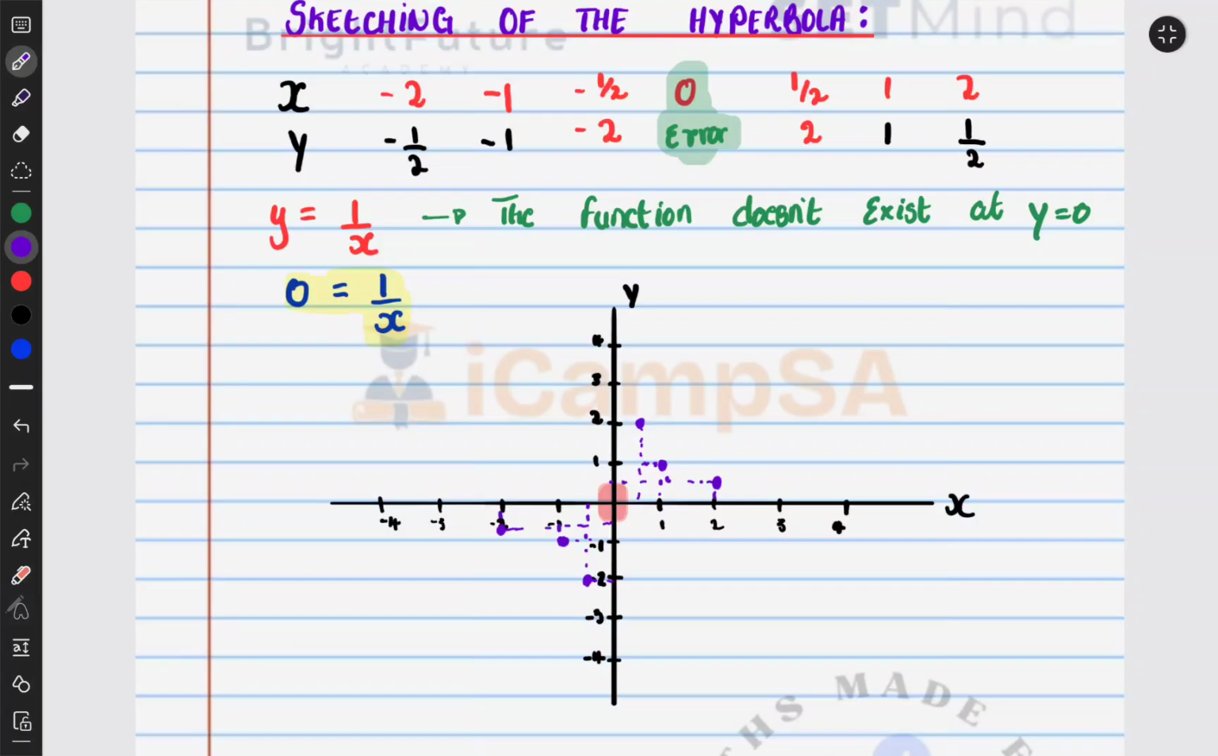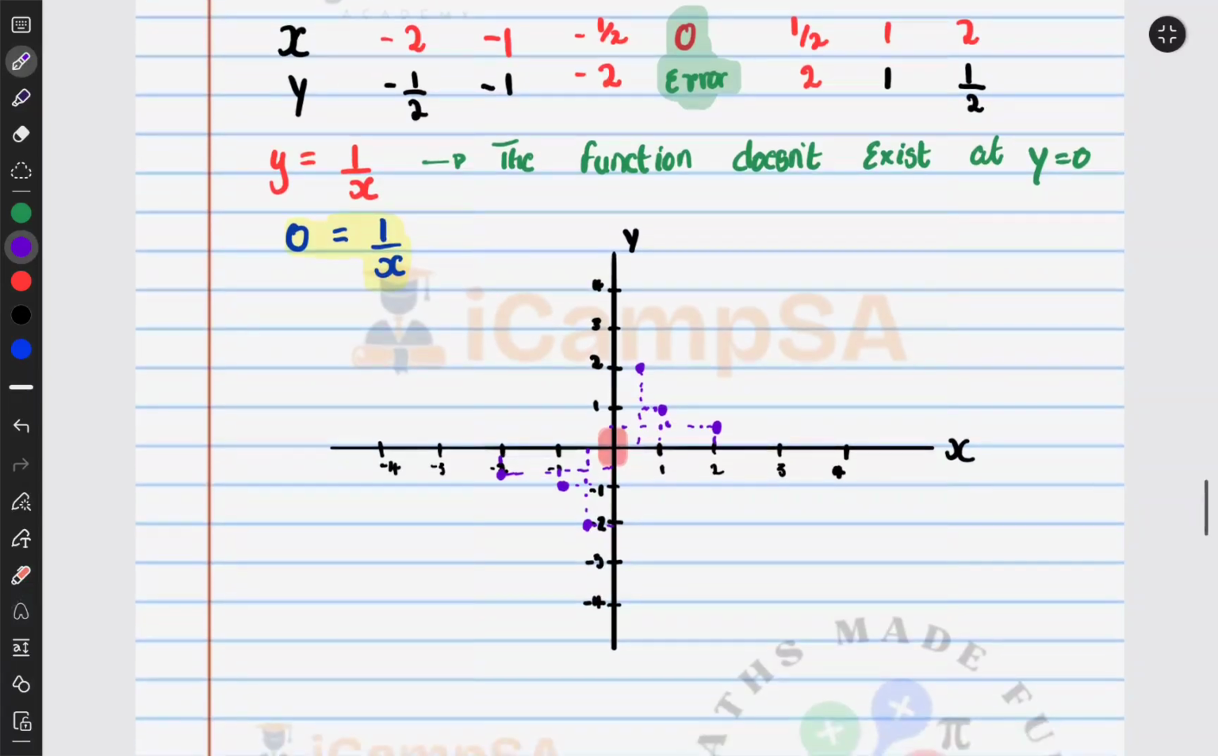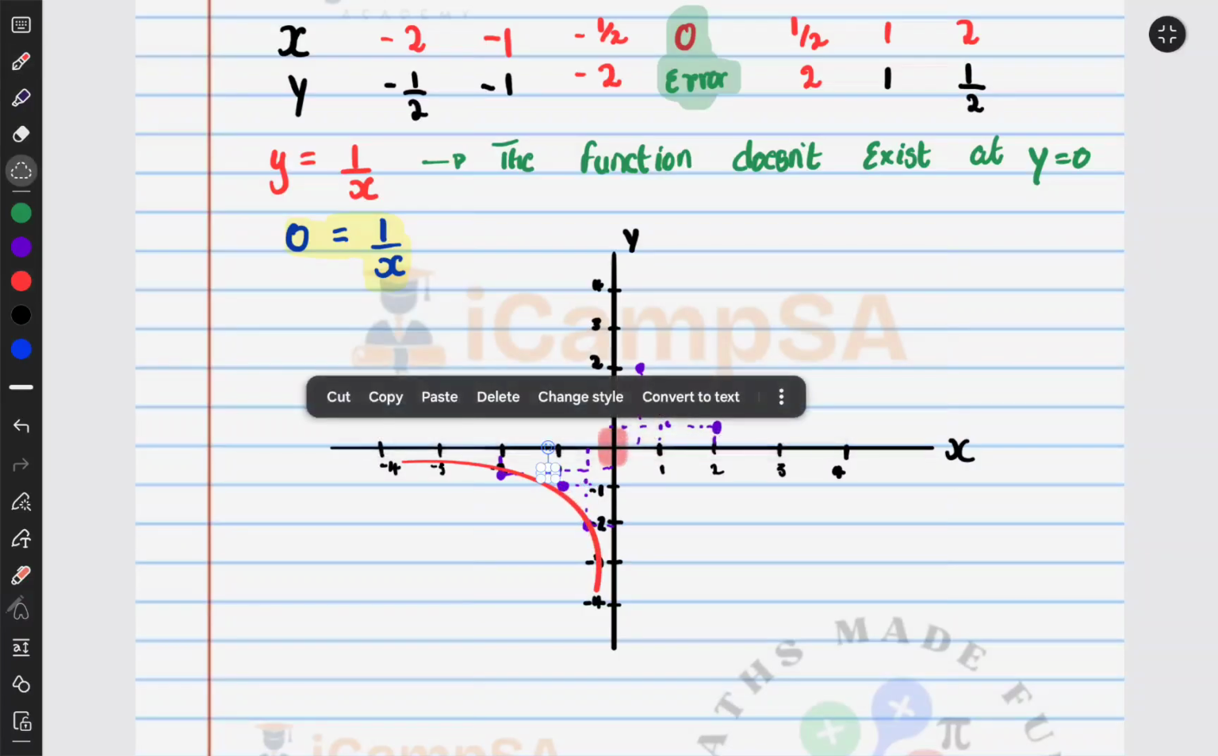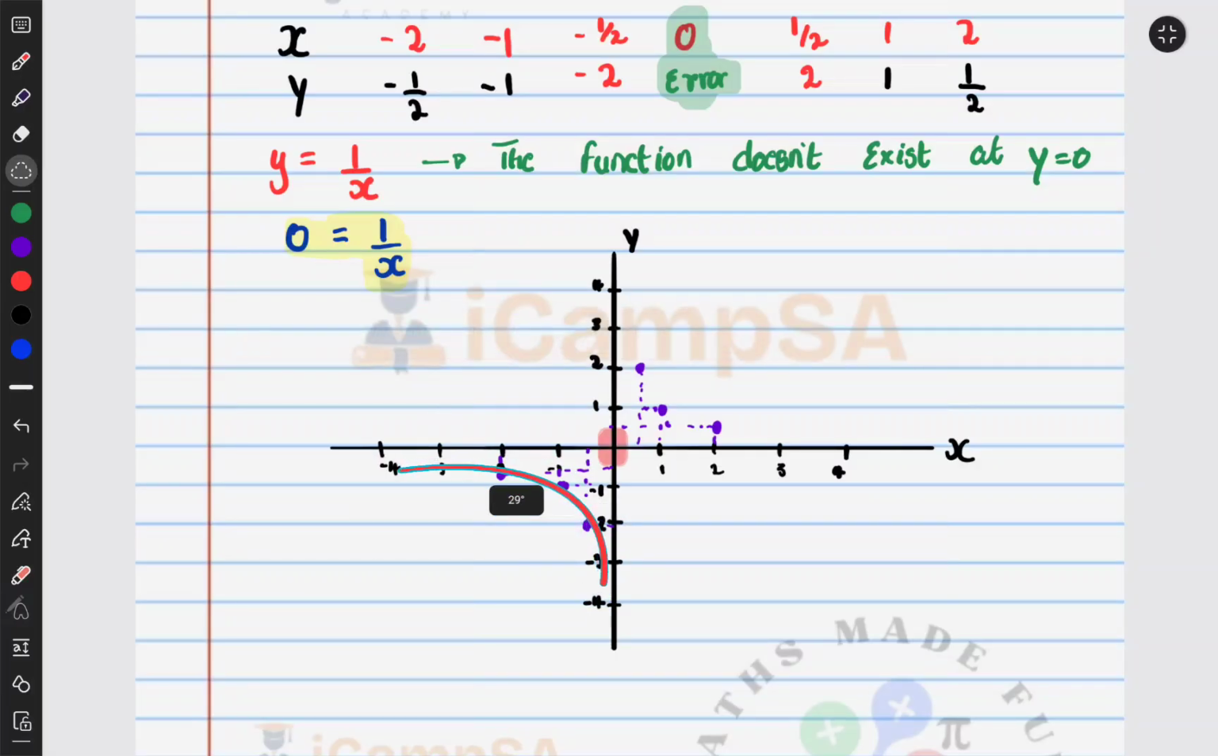Okay, so we've plotted the points, and then we have to connect the points now. And the way that we go about connecting the points is like this. It is a curve, just like a parabola. This graph is a curve, just like a parabola. I'm trying to fit it here. Yes. Okay. And then let's also join the other points.